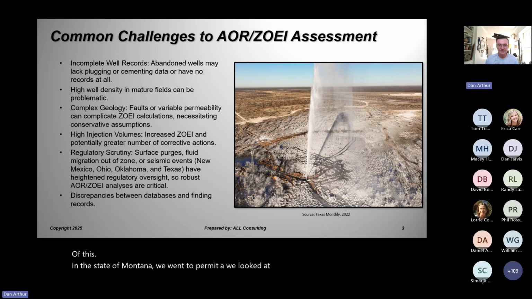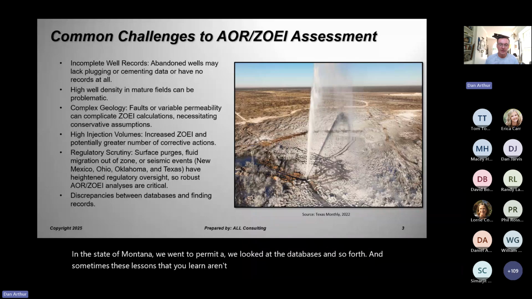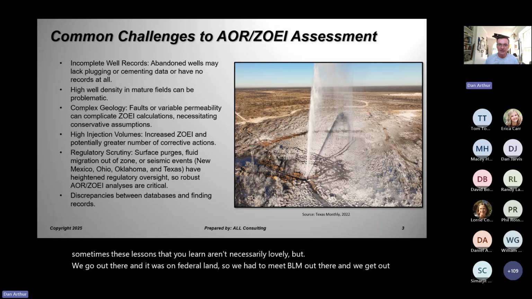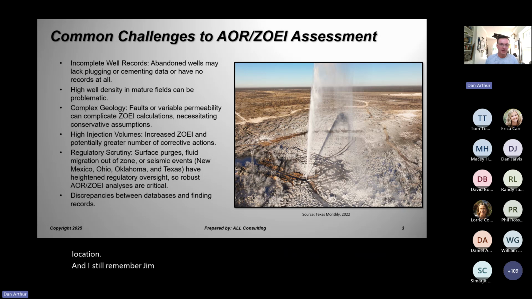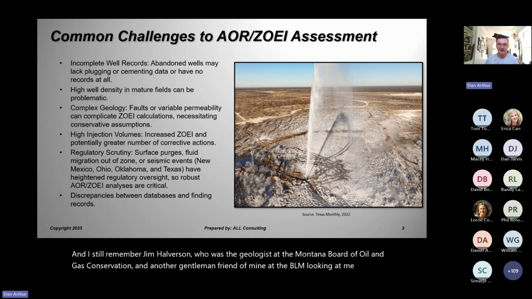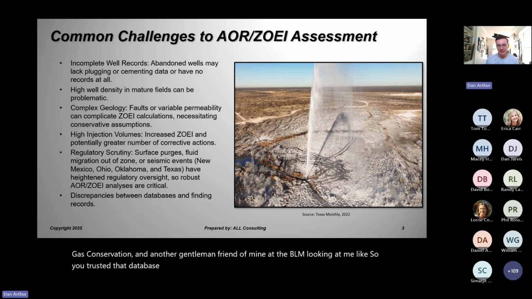We looked at the databases and so forth, and sometimes these lessons that you learn aren't necessarily lovely, but we go out there, and it was on federal land, so we had to meet BLM out there, and we get out there, and a well that was supposed to be 2 miles away was about 100 feet from our proposed location. And I still remember Jim Halverson, who was the geologist at the Montana Board of Oil and Gas Conservation, and another gentleman friend of mine at the BLM looking at me like, so you trusted that database, huh, Dan? And so anyway, make sure that you confirm.